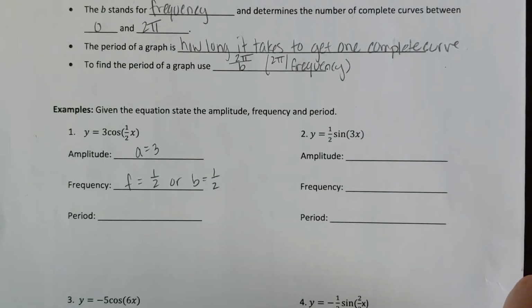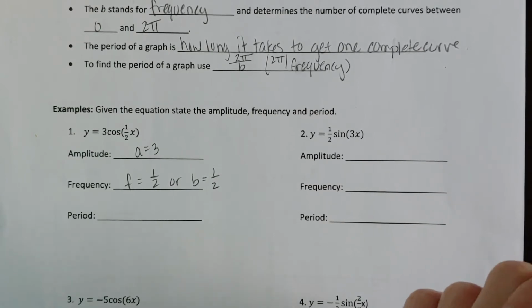And then to find the period, listen, some of you are just going to be able to do this in your head. You're just going to get it. Some of you are going to be like, oh, if the frequency is 1/2, the period has to be such and such, and you're just going to know it. Some of you aren't, and that's fine, okay? I don't want you to feel like you have to just know what it's supposed to be.